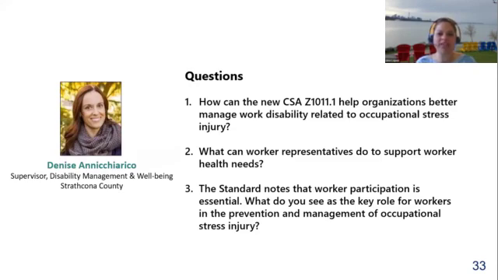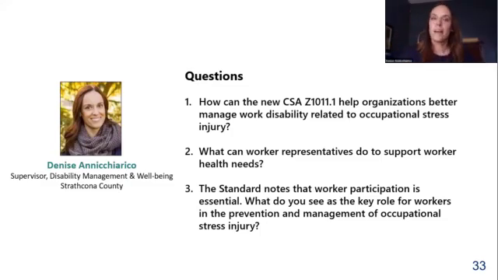So with question number one, how can the new standard better manage work disability related to occupational stress injury? So I think, as Emil noted previously, the application of disability management looks different across organizations in Canada. In some cases, there are disability management teams that work collaboratively with staff, leaders, third-party insurers, and in other organizations, there might be one individual in HR assigned to DM, or possibly no focused DM role at all, which can leave people leaders to manage absences due to illness and injury on their own.